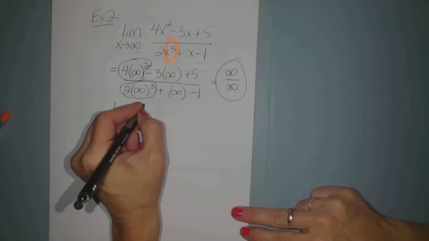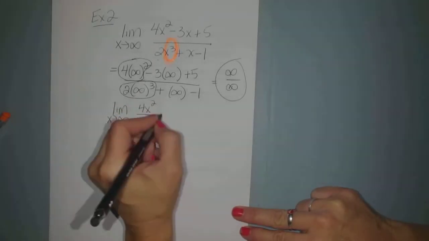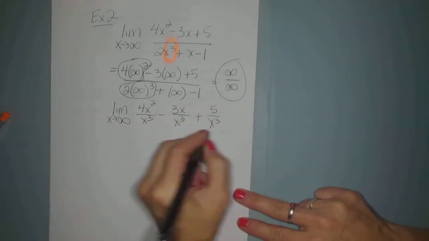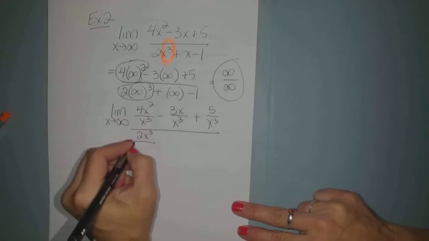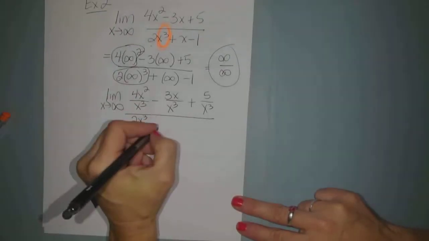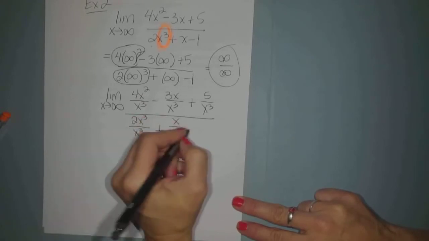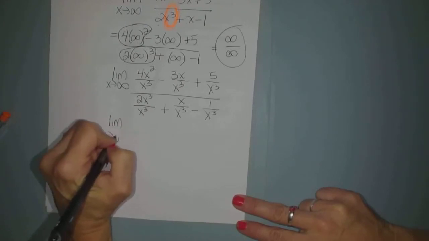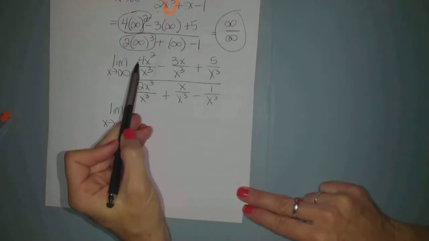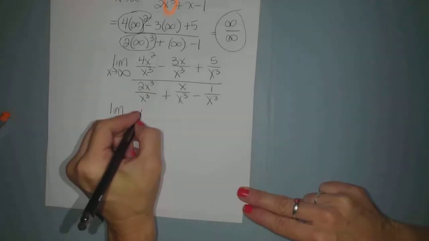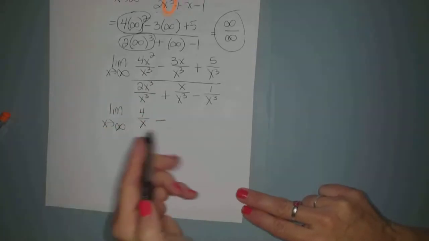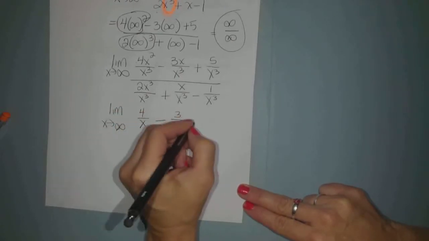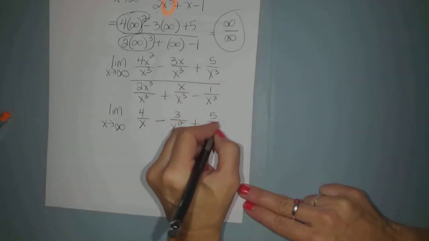So this is going to give us 4x squared over x cubed minus 3x over x cubed plus 5 over x cubed all over 2x cubed over x cubed plus x over x cubed minus 1 over x cubed. Next we reduce. So when we reduce, 4x squared divided by x cubed is going to give me 4 over x, minus 3x over x cubed is going to give me 3 over x squared. 5 over x cubed won't reduce, so we just leave it.